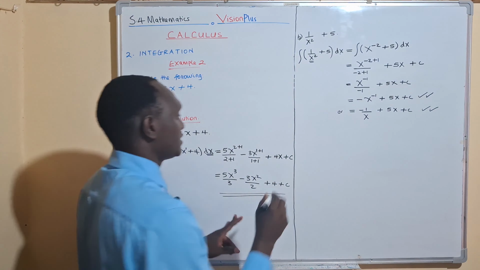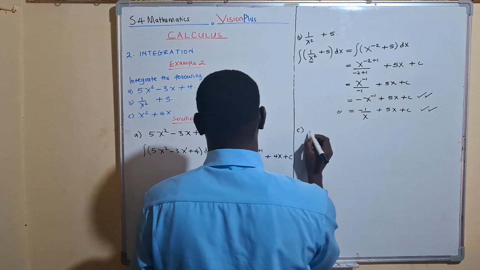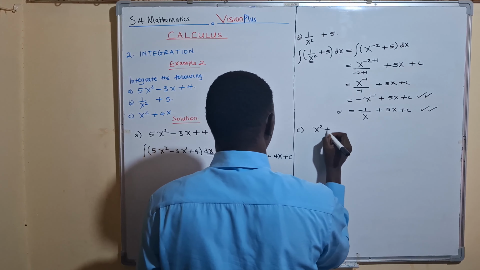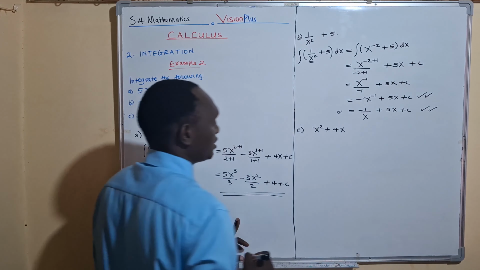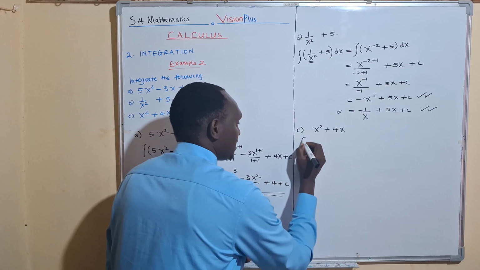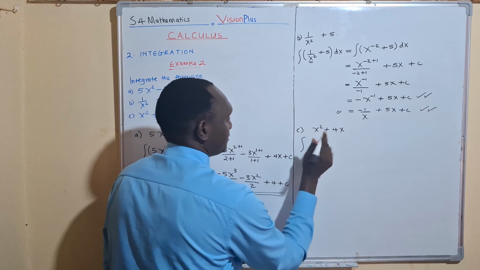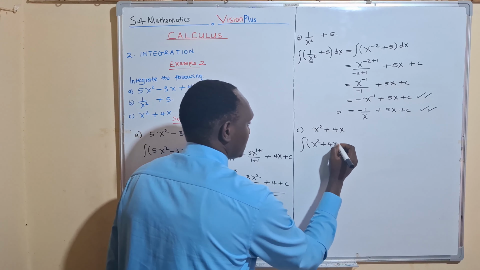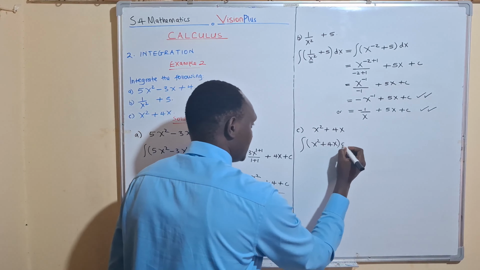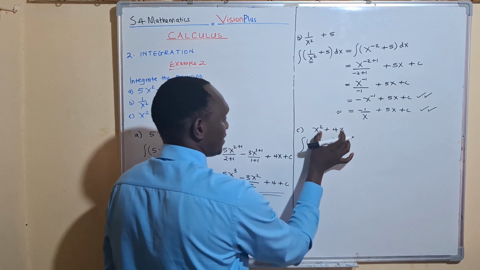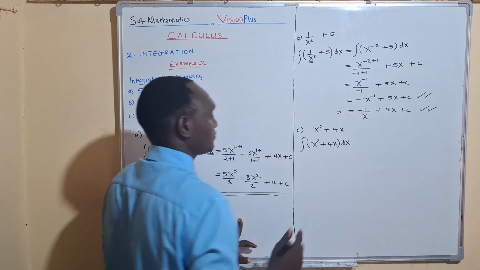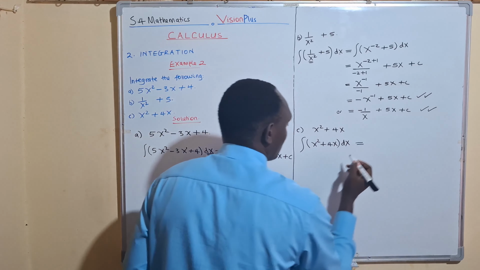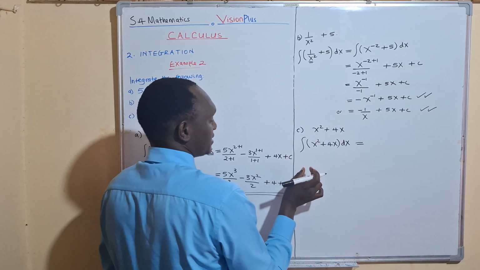And finally, to part C. Part C, we are given the function x squared plus 4x, and we need to integrate that. So we say integral, there are two terms here. We open a bracket and say x squared plus 4x, close the bracket, dx, because the variable here is x, equals, we integrate term by term.